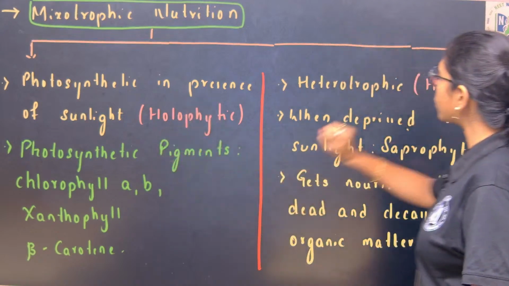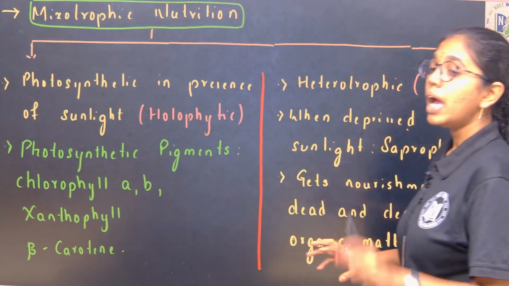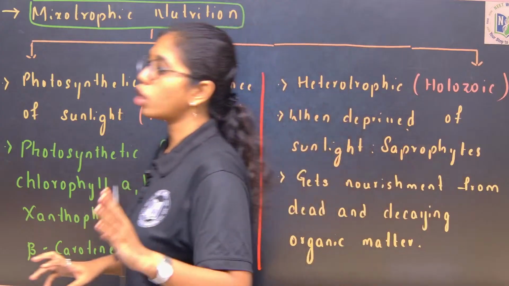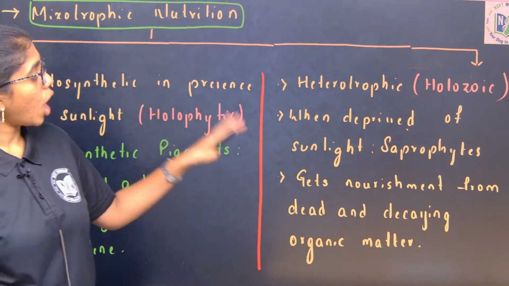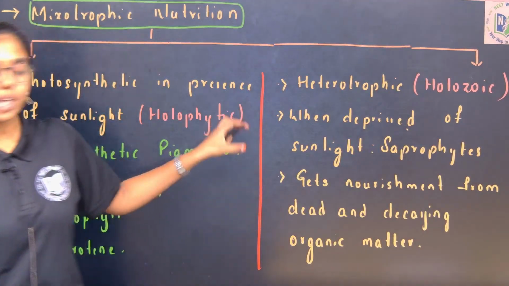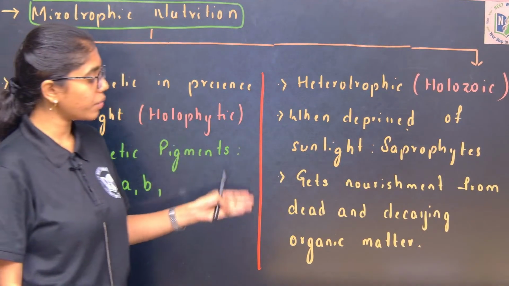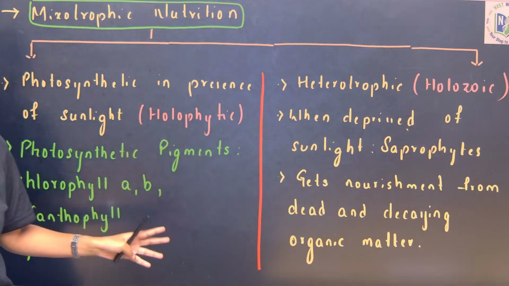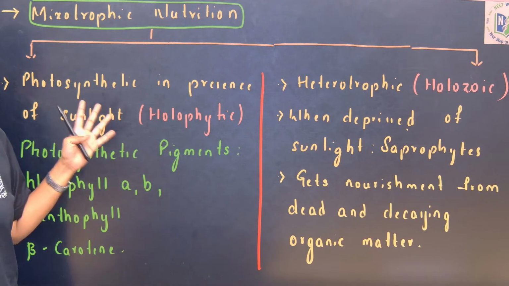Next, heterotrophic mode of nutrition, or holozoic mode of nutrition. This occurs in the absence of sunlight, wherein the mode of nutrition is saprophytic. This gets nourishment from dead and decaying organic matter. Clear till here? Any doubt anywhere?